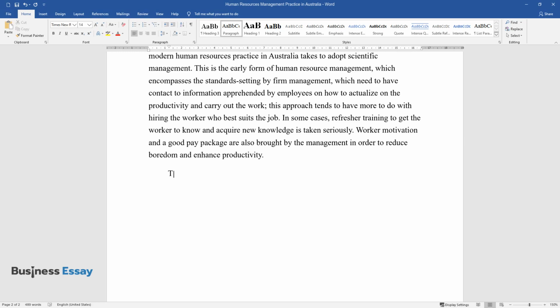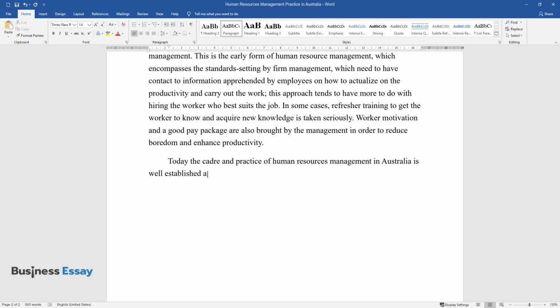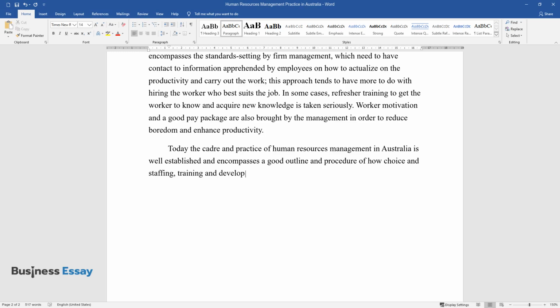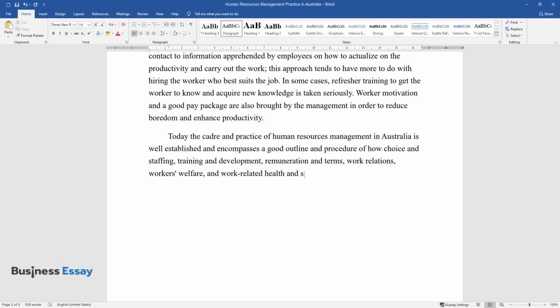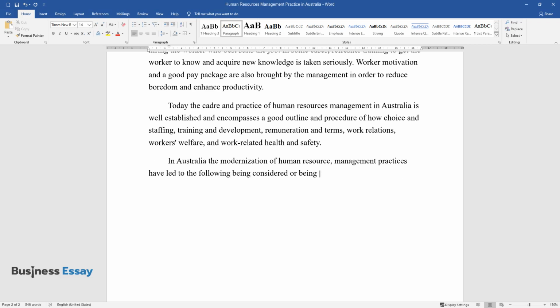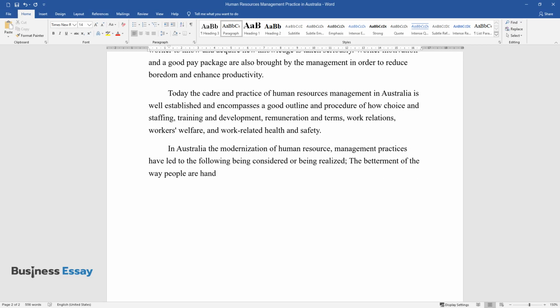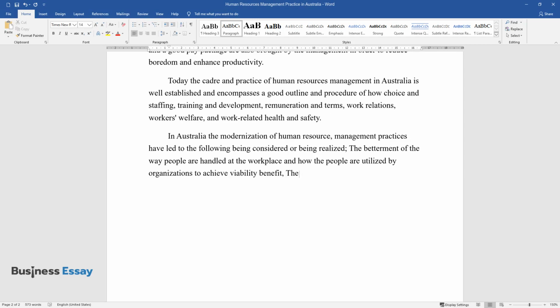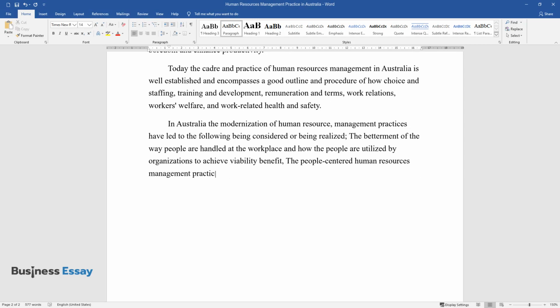Today, the practice of human resources management in Australia is well established and encompasses a good outline and procedure of how choice in staffing, training and development, remuneration and terms, work relations, workers' welfare, and work-related health and safety are handled. In Australia, the modernization of human resource management practices has led to the betterment of the way people are handled at the workplace and how people are utilized by organizations to achieve competitive advantage. The people-centered human resources management practices have led to development of influential personnel management models.